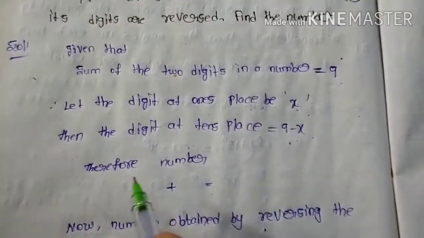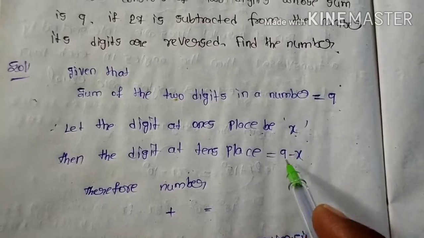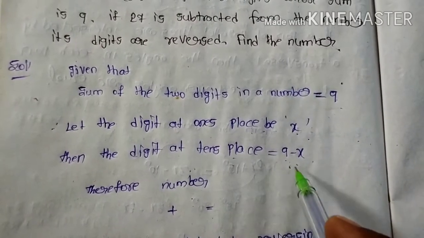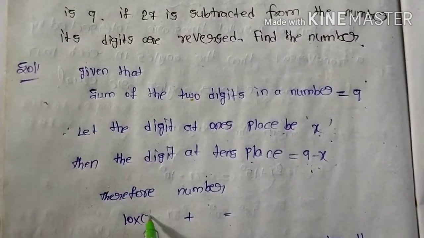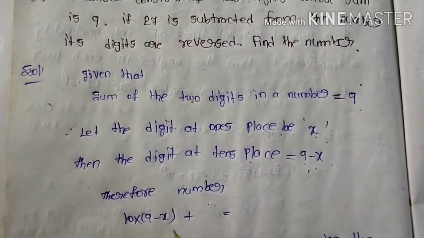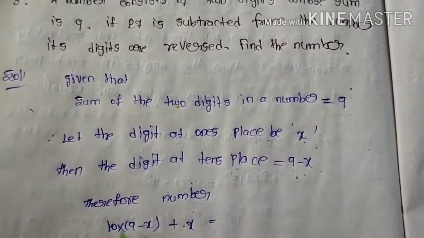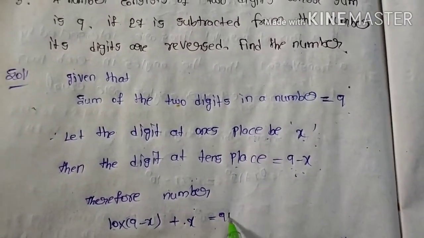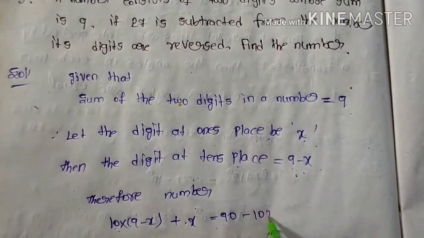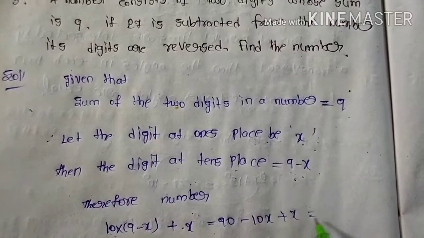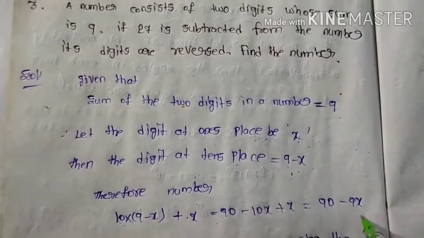Therefore, the number will be equal to, first you can write here the 10's place. 10's place is how much? 9 minus x. That means can I write here 10 into 9 minus x? Why? Because it is the 10's place. Then you can add the 1's place, which is how much? x only. That means 10 nines are 90, minus 10 into x, 10x, plus x. That means you are getting how much? 90 minus 9x. Yes or no? This is the original number.